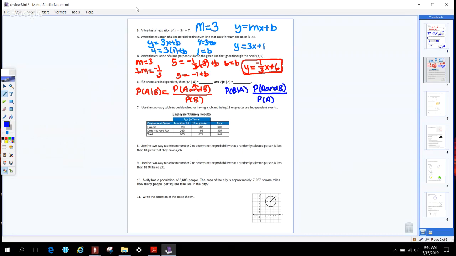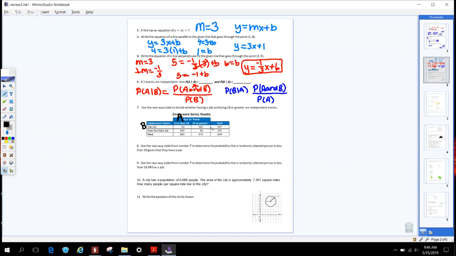Use the two-way frequency table. It already gave us the totals. It says use the two-way table from 7 to determine the probability a randomly selected person is less than 18 given they have a job. So this is less than 18, given they have a job.